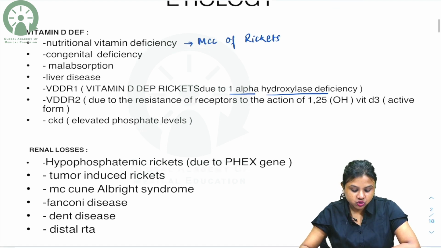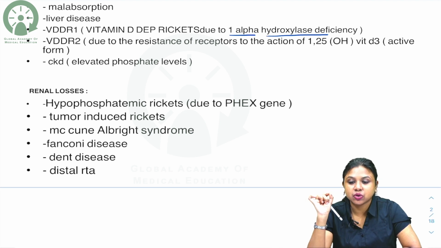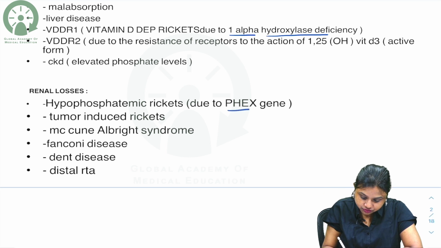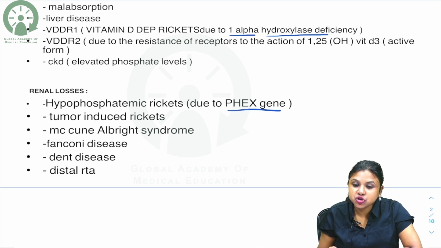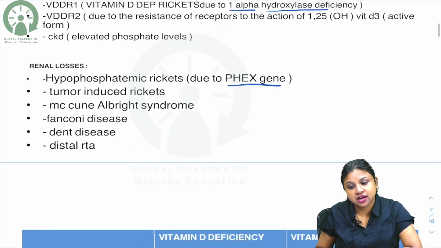Okay. So what about the renal losses? In case of renal losses, we have hypophosphatemic rickets. Hypophosphatemic rickets is because of the PHEX gene. We can have some tumor-induced rickets, McCune-Albright syndrome, Fanconi disease, Dent disease, and distal RTA.